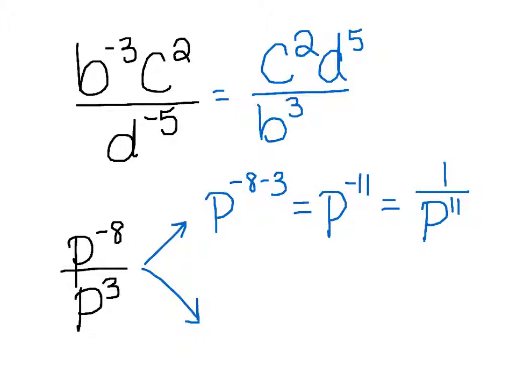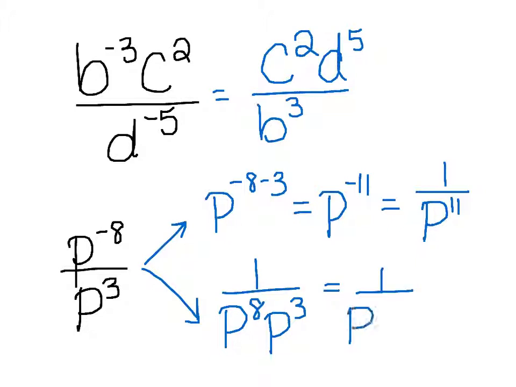The other way we can look at this problem is to get rid of the negative exponent immediately. We don't like p to the negative 8, so we're going to put that on the bottom. P to the third is a positive exponent, so it's going to stay on the bottom with the p to the 8th. And then we have our 1 over p to the, since we're multiplying, we're going to keep the base, add the exponents, and we get 1 over p to the 11th. So you can see we get the same answer either way we do it. It doesn't matter which way we do it as long as we do it correctly.